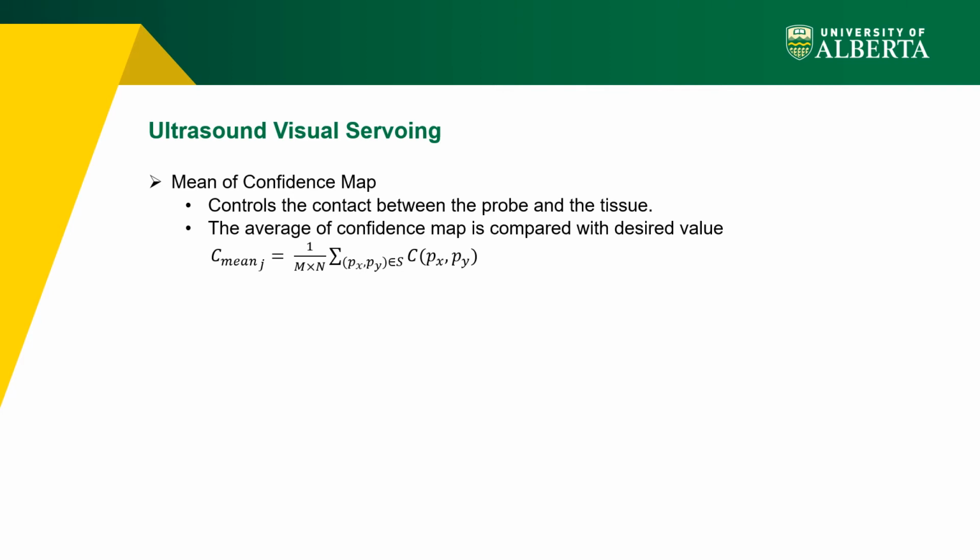The mean value of the confidence map, C-mean, can be used for controlling the contact between tissue and the probe. We compare this value with the desired value of C-mean in the controller for adjusting the downward position. In this equation, S is the area of the confidence map, and M and N are the dimensions of S.